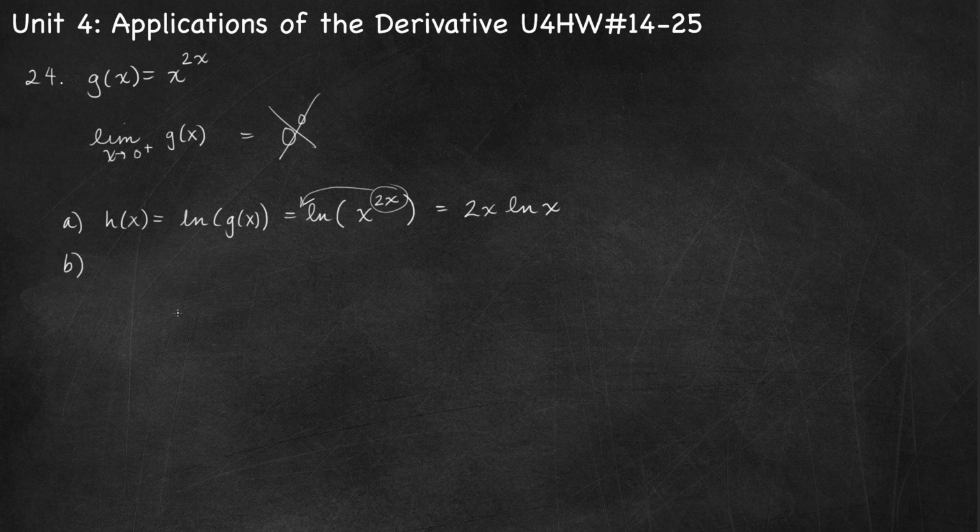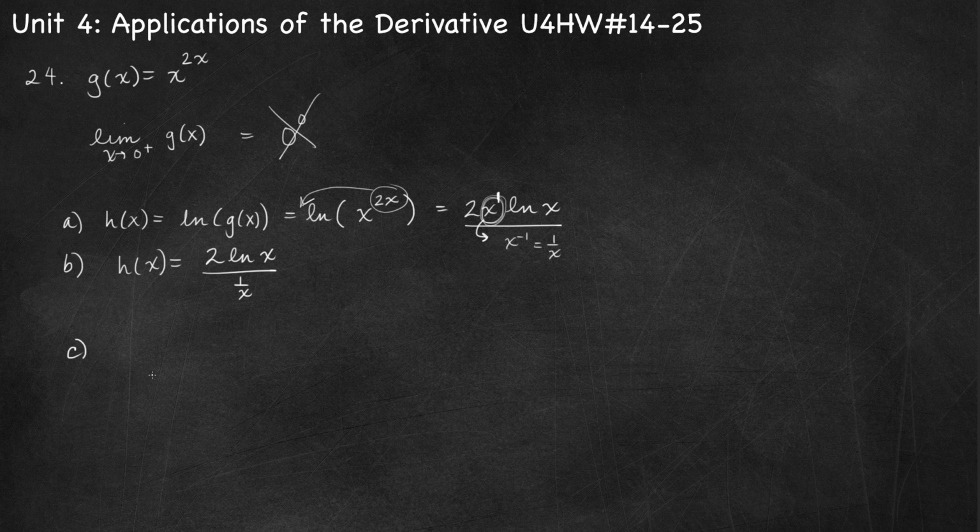Next, we're asked to explain why it is equivalent to write h of x equals 2 ln x over 1 over x. And we've seen this kind of trick before. This x right here, that is x to the power positive 1. If I move it down into the denominator, it becomes x to the power negative 1. And x to the power negative 1 is 1 over x. So then I can rewrite it as a 1 over x.